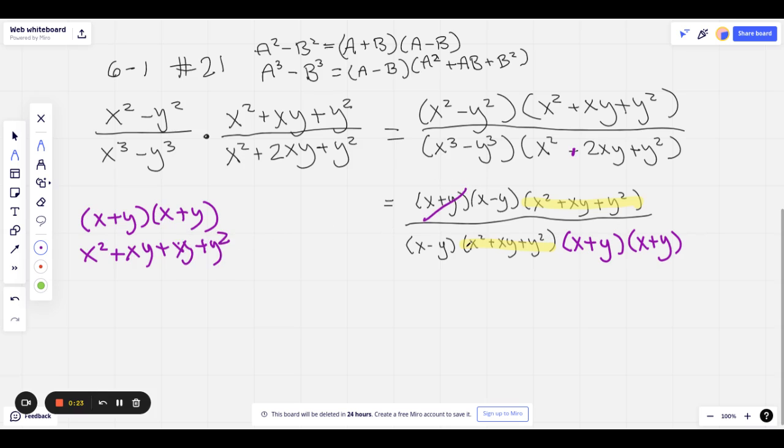And from here now I can just start canceling things out. x minus y, and what I've got highlighted all goes away. Everything in my numerator is crossed out, so that just becomes a 1. In my denominator, all that's left is x plus y.